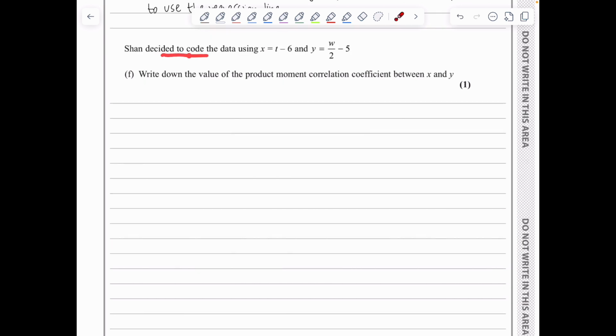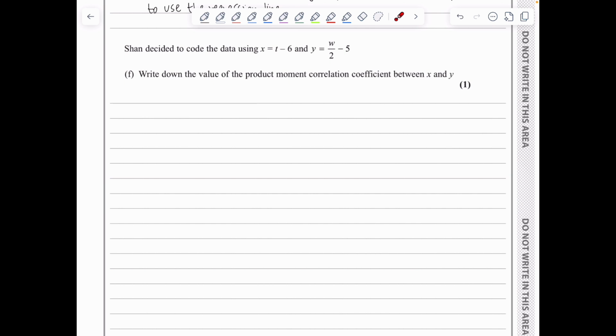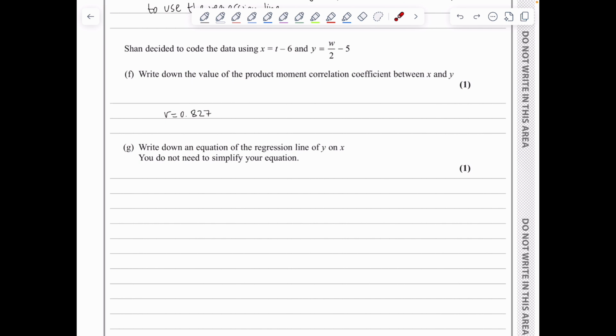Now Sean decided to code the data using x is t minus 6 and y is w over 2 minus 5, and we need to write down the value of the product moment correlation coefficient between x and y. Well, we know that the PMCC is not affected by linear coding and therefore R is 0.827. And finally, in part G, we need to write down an equation of the regression line of y on x. We do not need to simplify our equation, so we simply need to substitute and get rid of the t and the w, replace this with x and y.